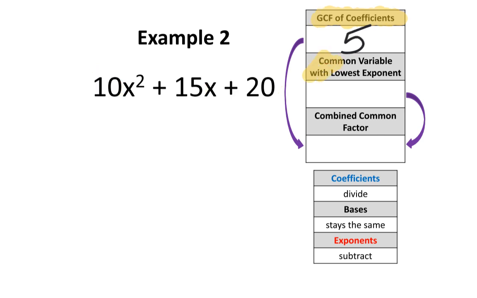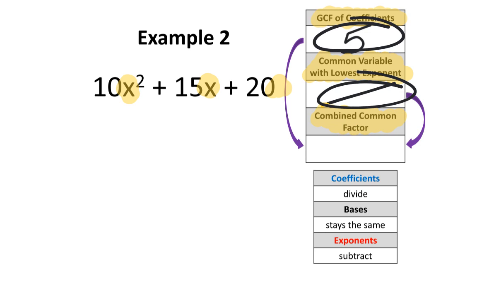Next, you want to find the common variable with the lowest exponent. This term has a variable of x. This term has a variable of x as well. However, this term has no variable. Therefore, these three terms have nothing in common. Last, you want to find the combined common factor, which basically involves combining what you have in this box with what you have in this box. So when you combine those two things, you just end up with the number 5. That combined common factor you just found is going to go right over here.